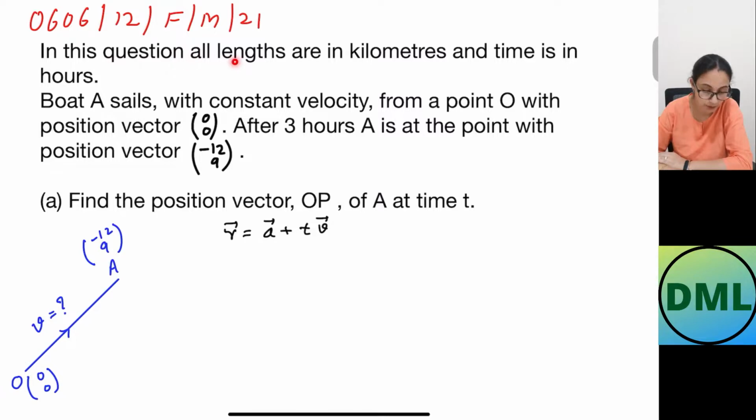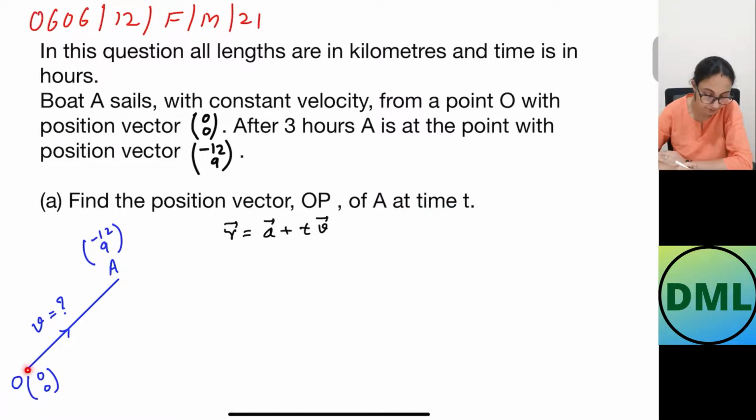In this question, all lengths are in kilometers and time is in hours. Boat A sails with constant velocity from a point O with position vector 0, 0. After 3 hours, A is at the point with the position vector minus 12i plus 9j. Find the position vector OP of A at time t.